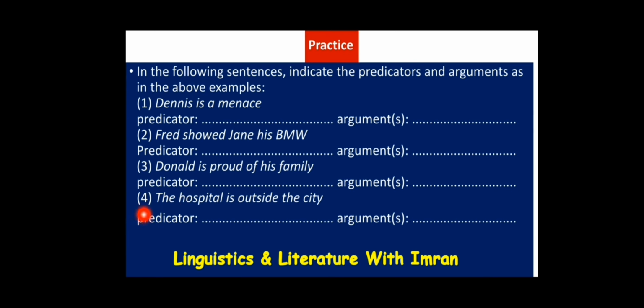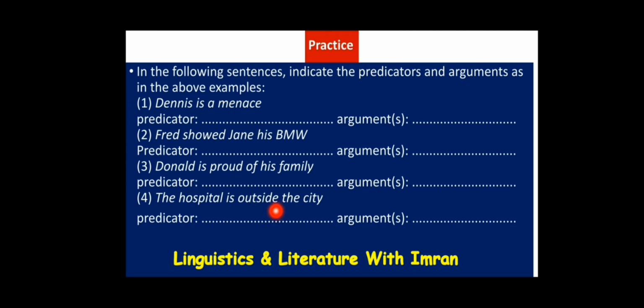Fourth example, the hospital is outside the city. So how many arguments do we have? One is the hospital, it's a referring expression. One is the city, it's also a referring expression. So then what is left? That is outside, right? Which is a preposition. Fine. So here we have one predicate.